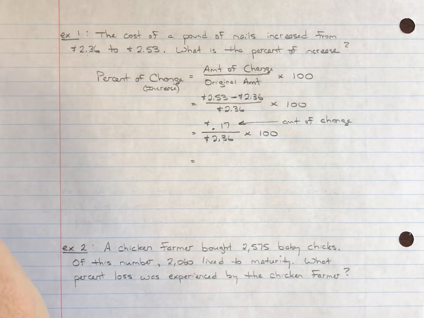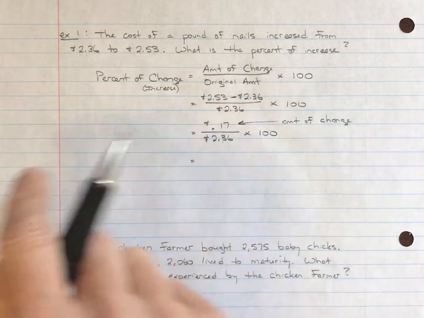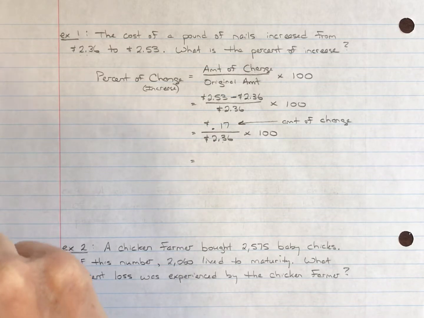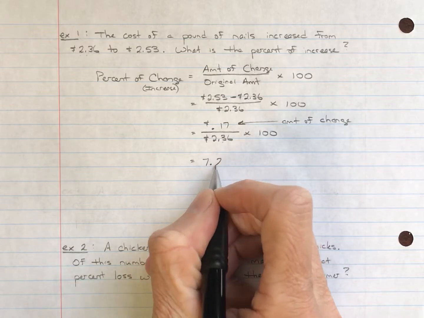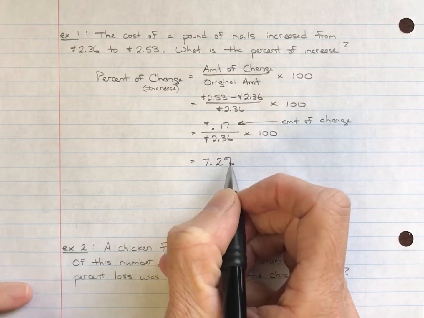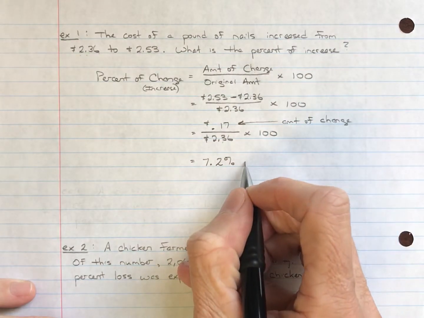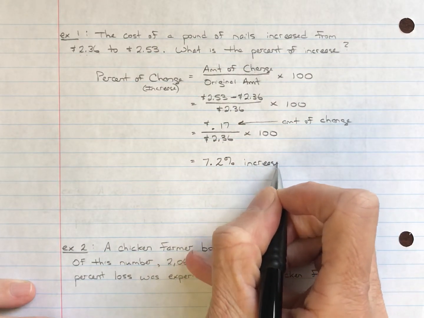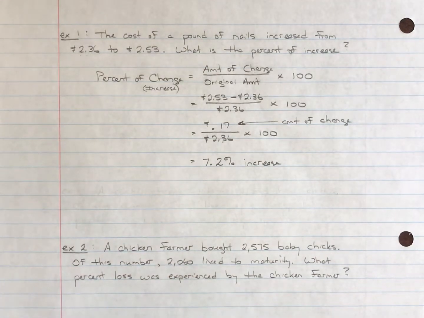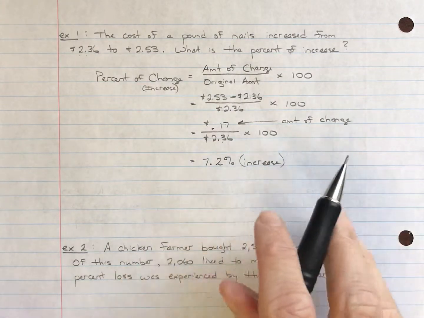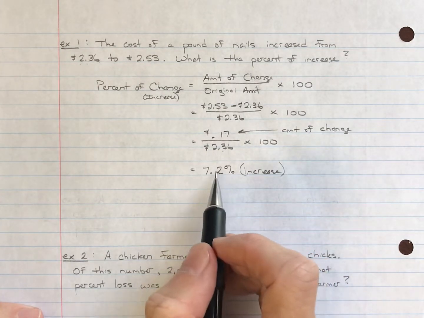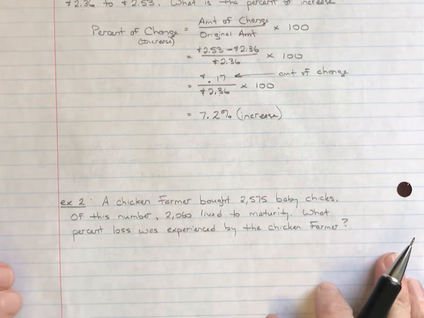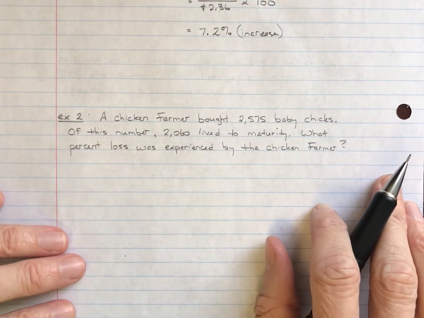So 0.17 divided by 2.36 times 100. And the percent of change is 7.2%. And we know it's an increase, so it's a 7.2% increase. Again, I'll put increase in parentheses because the question did tell me it was an increase. So the percent of increase is 7.2%. Okay, let's do another one with a decrease.